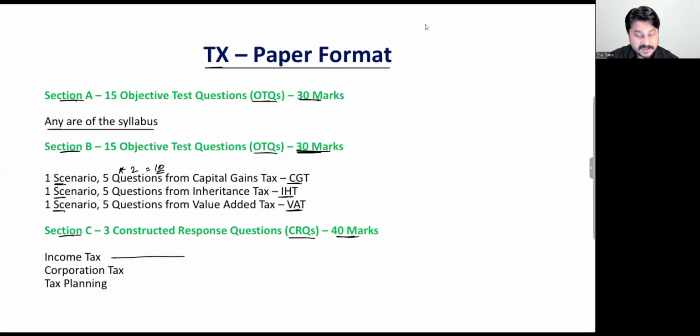Whereas if we talk about section C, the income taxes question is for 15 marks, the companies taxes question is 15 marks, and there is a question on tax planning for 10 marks, and 40 marks are tested in section C of the UK taxation paper.